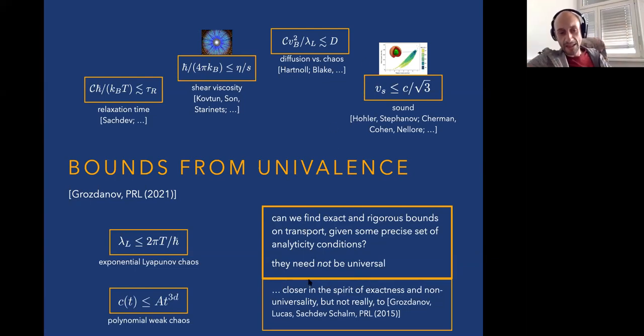Now, for those of you who were following this business of dirty metals and incoherent transport and its various nice things, these are closer in spirit to the exact bounds of the type that we discussed in the past on conductivities and so on, in the sense that they're exact, but they're not universal, okay? So they're not really of the kind, because that was more physics motivated.